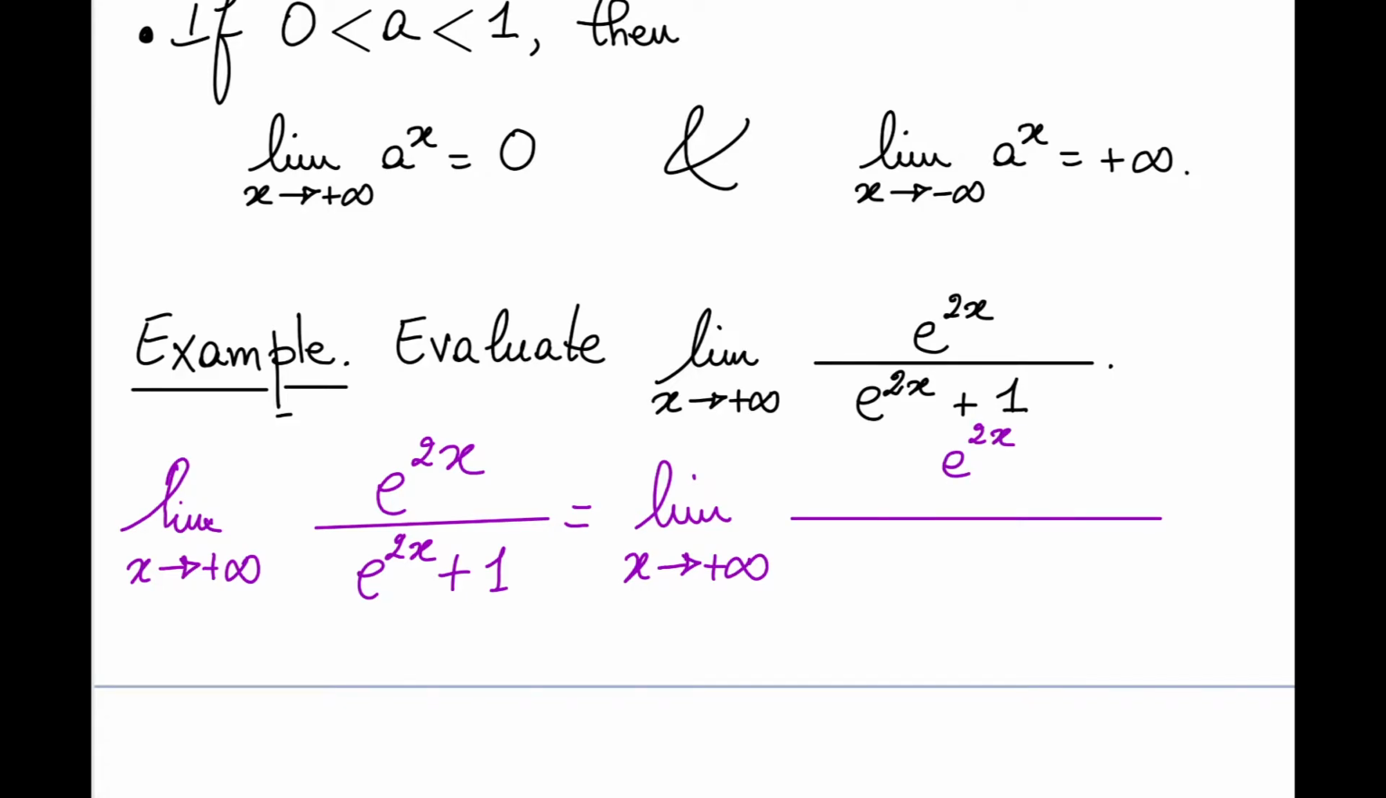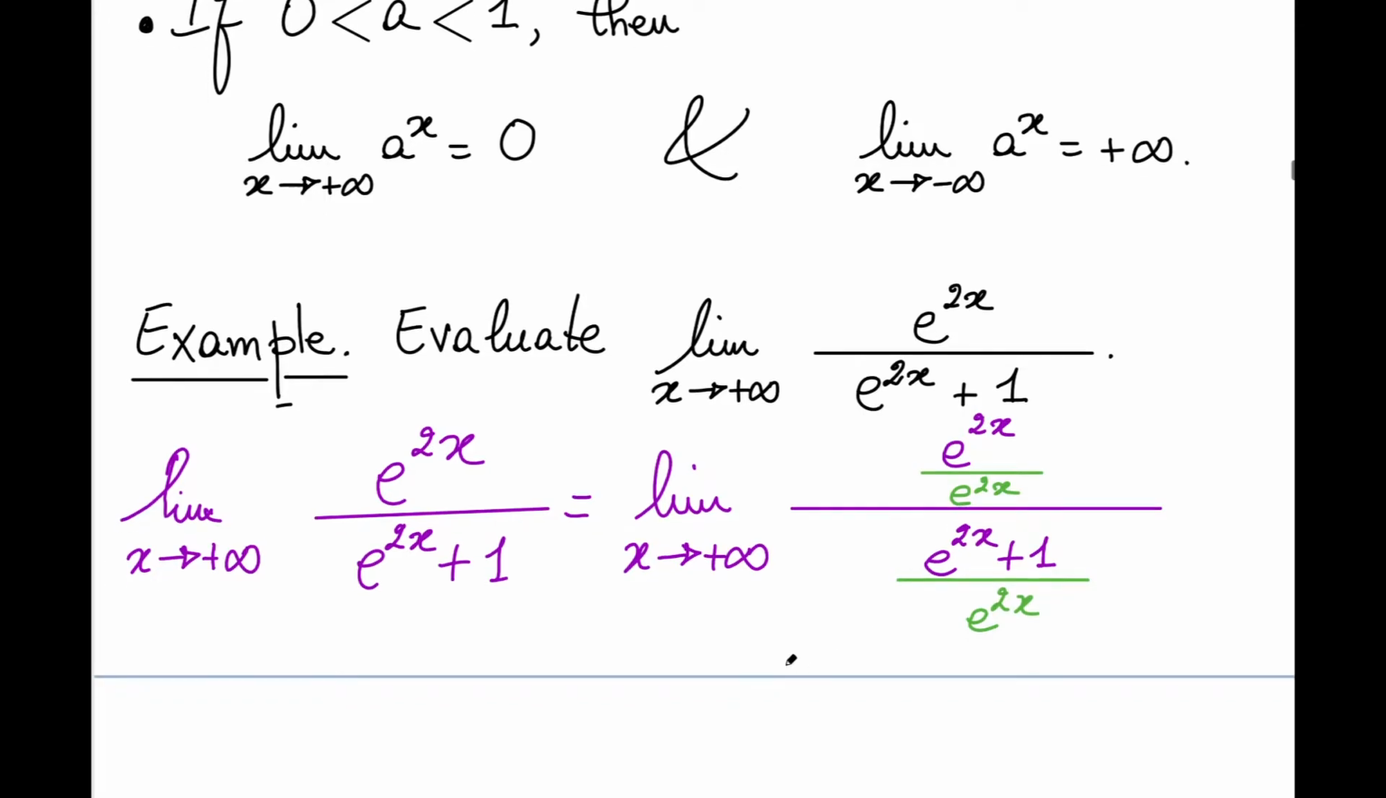So I'm going to divide upstairs by e to the 2x, and I'm going to divide downstairs by e to the power 2x again. So this is like multiplying by 1, right? Multiplying upstairs and downstairs by 1 over e to the power 2x is the same thing as multiplying by 1. So I didn't do anything to the value of that quotient, except I changed the way it's written. Okay, as such, what do we get?